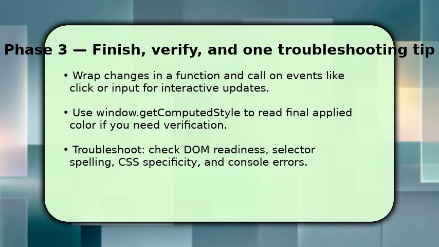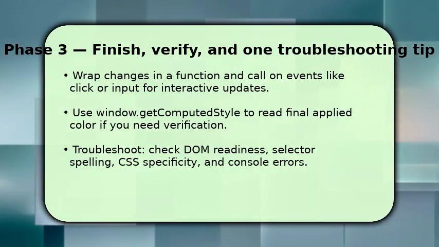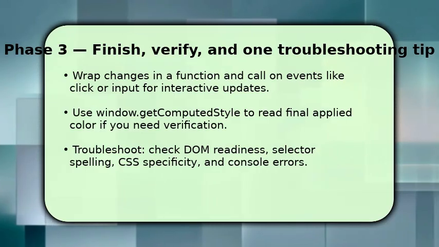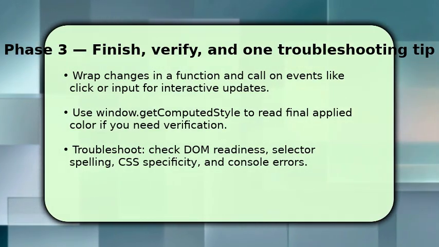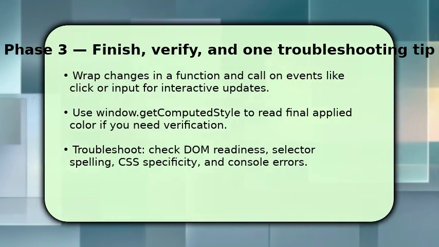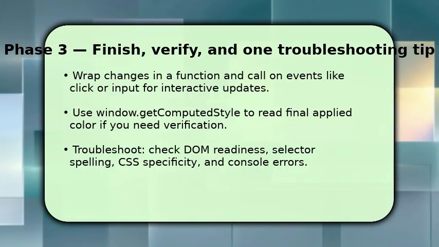Finish by encapsulating the assignment in a function, then call it or attach it to an event listener so you can change color dynamically. If you need to confirm the result, read window.getComputedStyle(element).color to see the computed value. Make sure to handle multiple elements with querySelectorAll and loop if needed.